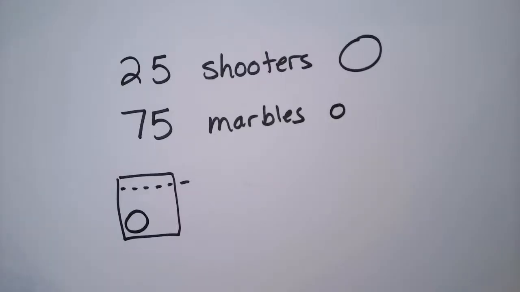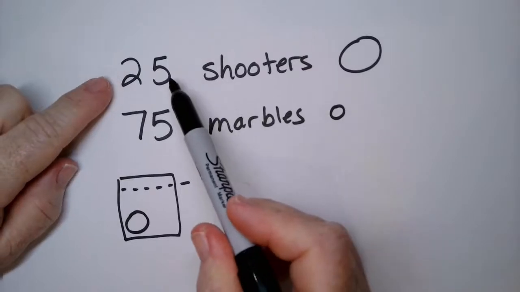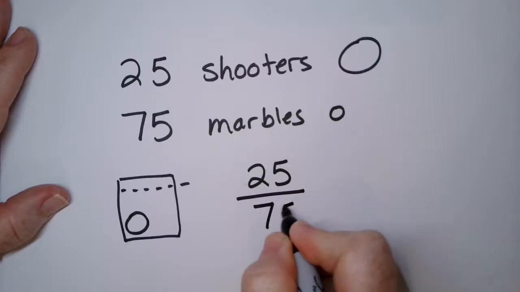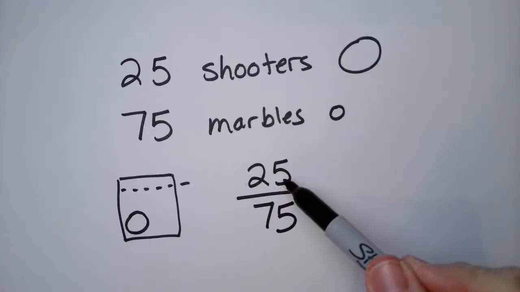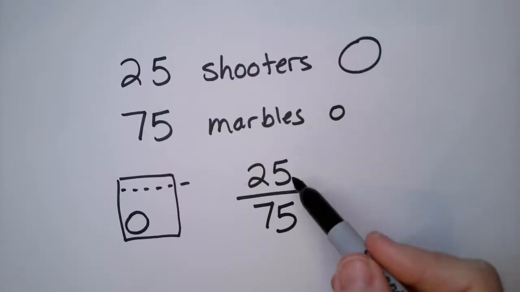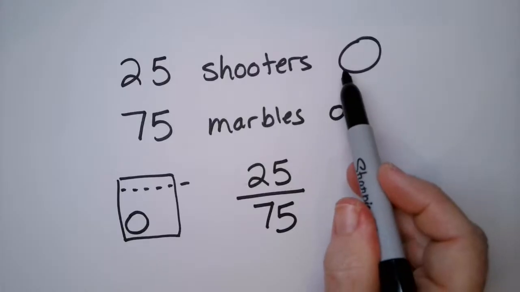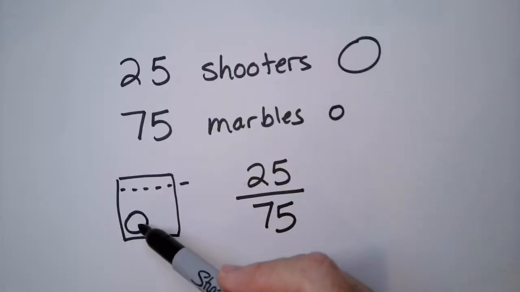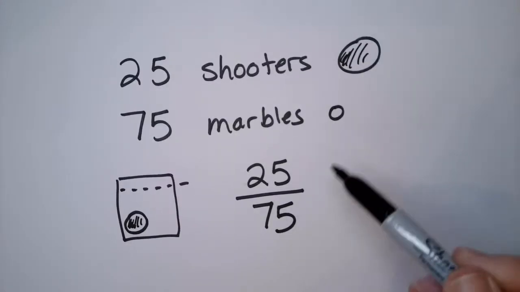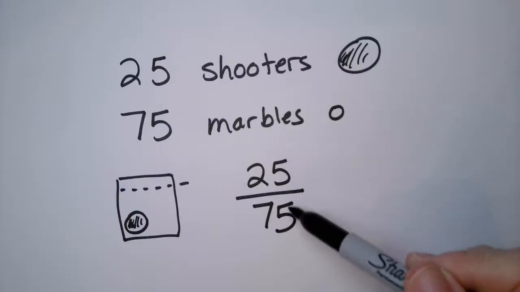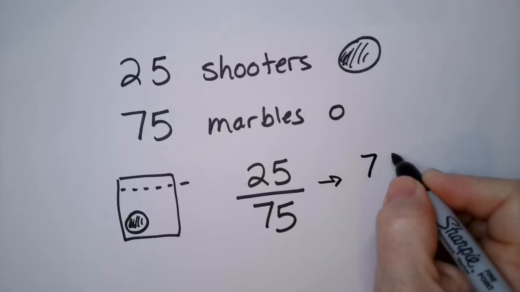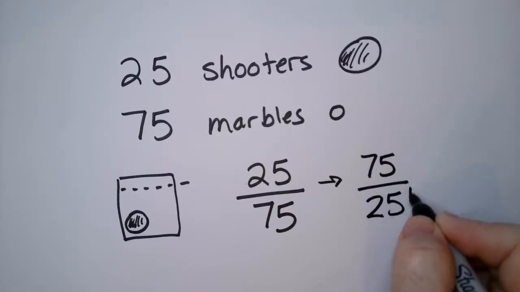Okay, not quite, because look at what we're doing. I have 25 shooters, 75 marbles, so 25 to 75. How many 25s are in a 75? If I put 1 in here, this determines how many bags I'm going to have, because every bag is going to have 1 shooter, 1 big marble. And if that's the case, I have 25 bags, so I can actually flip this. 75 marbles in 25 bags.